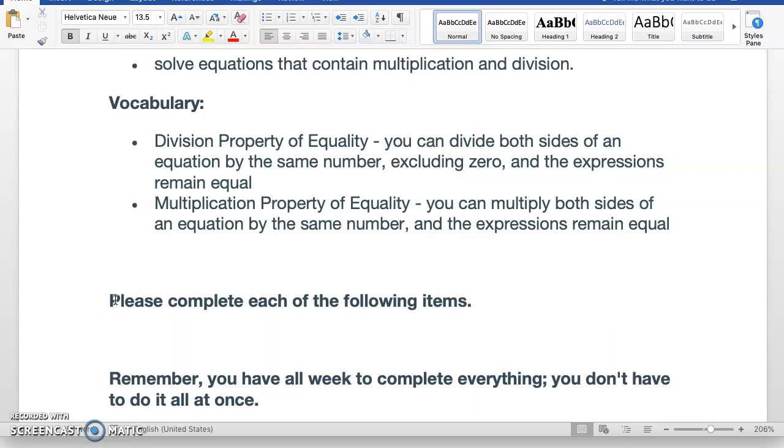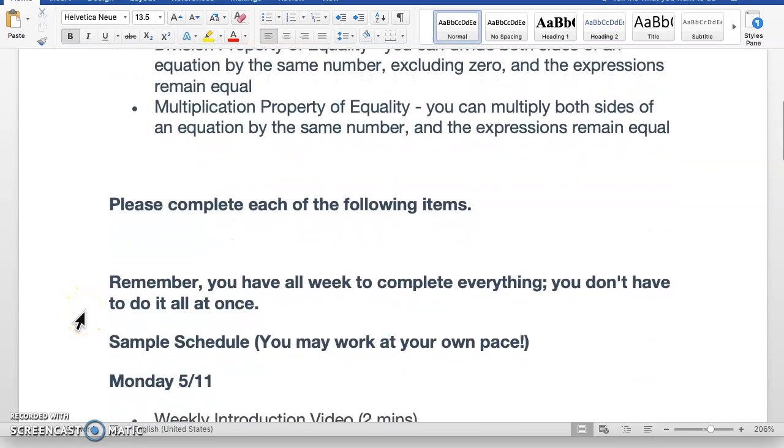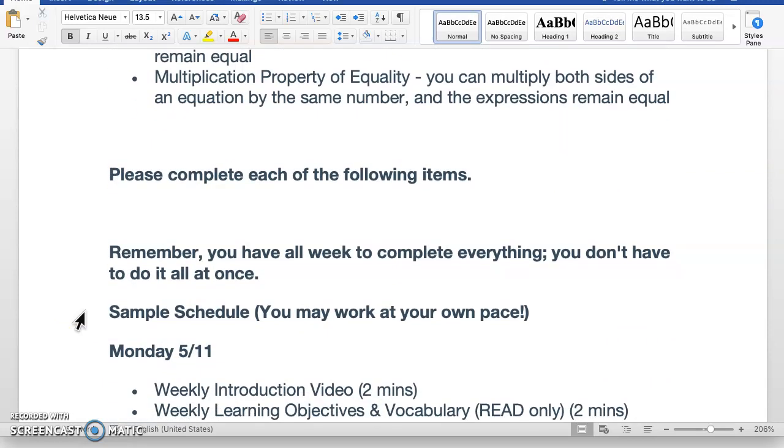Quit skipping ahead, guys. That is not applying to everyone, I know. But it's pretty obvious when you guys do that, just saying. And if you are somebody who has been doing all your work in order, that's amazing, and thank you.